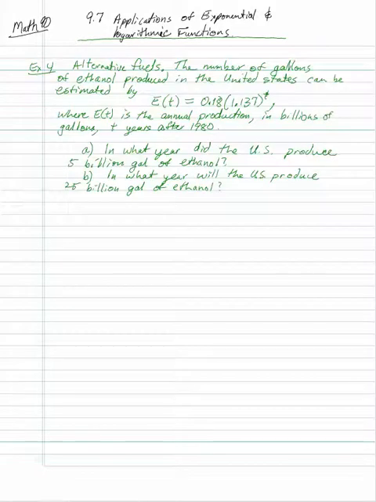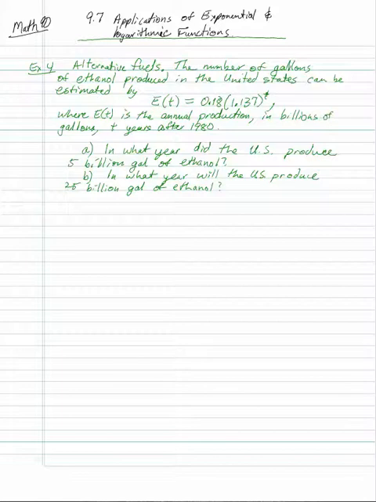Okay, so let's look at exercise 4. We'll do like 3 or 4 of these examples. Alternative fuels. The number of gallons of ethanol produced in the United States can be estimated by this function: E of t equals 0.18 times 1.137 to the t, where E of t is the annual production in billions of gallons and t is years after 1980.